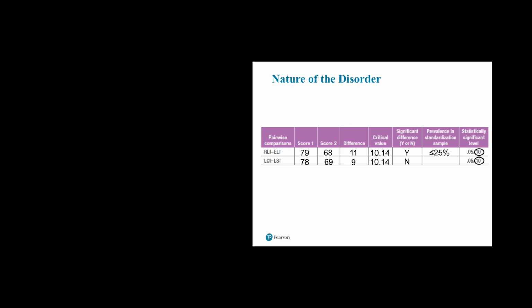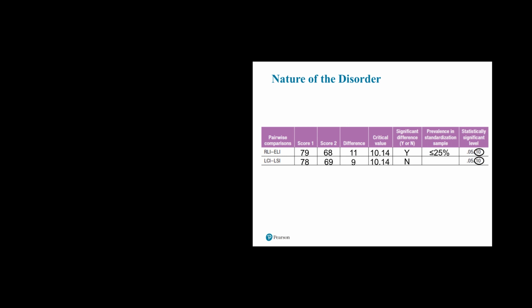So here we have a pairwise comparison. This is located on the record form of the CELF Preschool-3. This compares the receptive language index and expressive language index scores, as well as compares the language content index score and the language structure index scores. When we compare these scores at the 0.10 significance level, we see that the difference between the receptive language index and the expressive language index is 11 points, and the critical value for her age is 10.14.